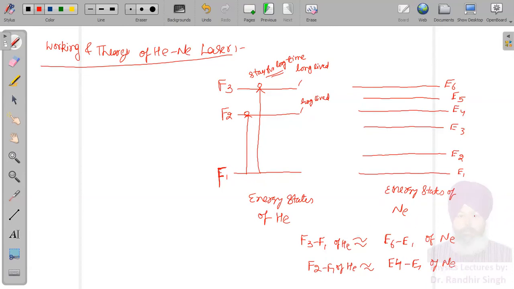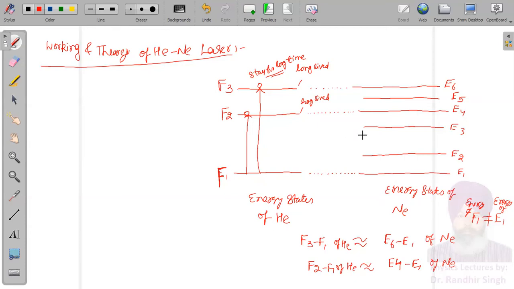Please remember, F1 is not equal to E1. The energy of the F1 level is not equal to the energy of the E1 level. But for the sake of better understanding, I have shown these at the same level. Absolutely, the F1 energy and E1 energy are not the same, but the relative difference between the energy states is the same.